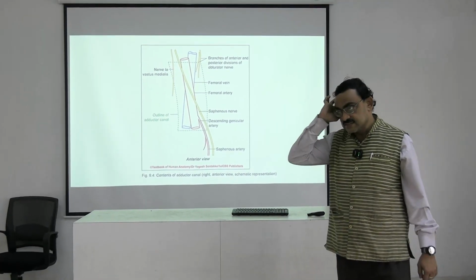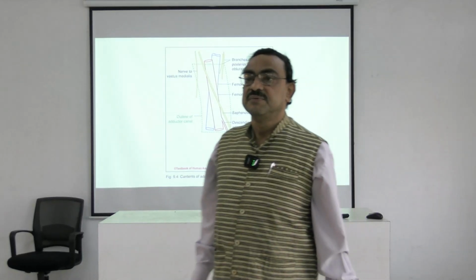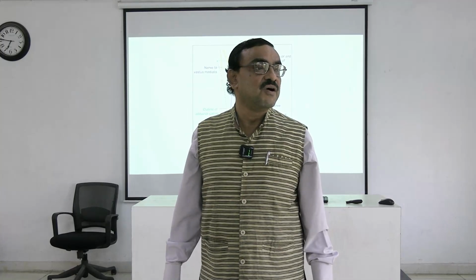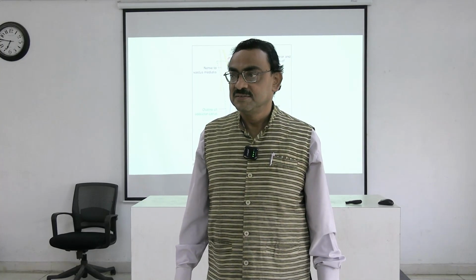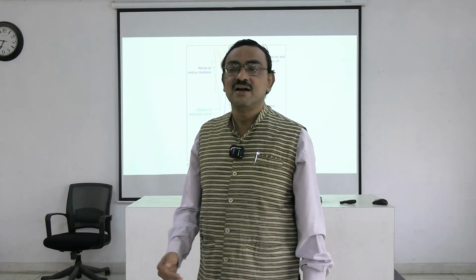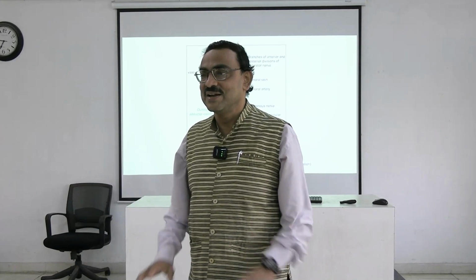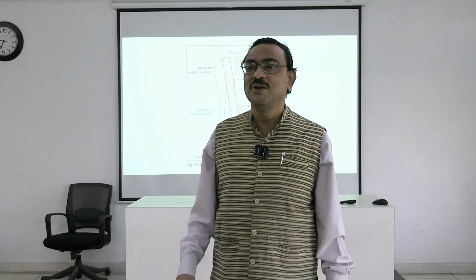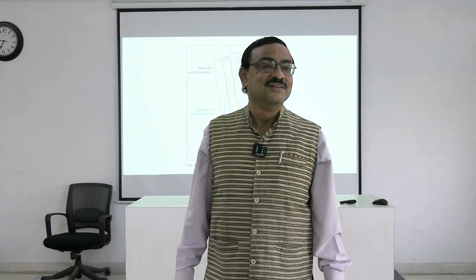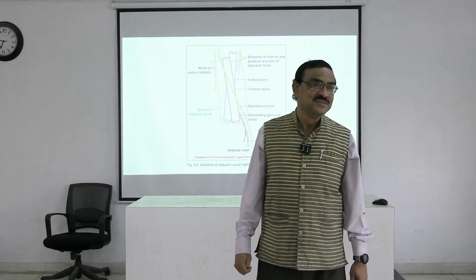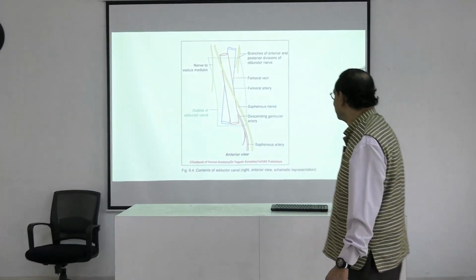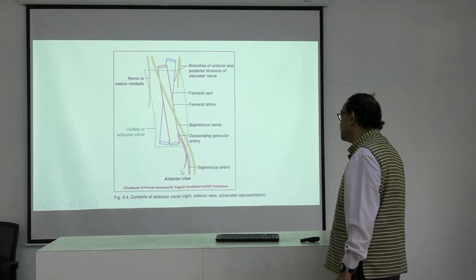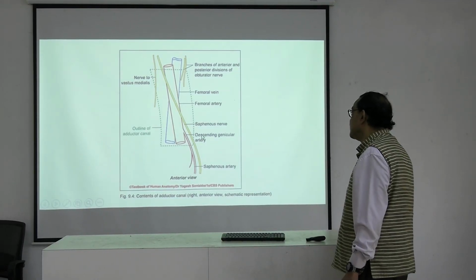This is also asked in the postgraduate entrance examination, okay: which one is the last branch from the femoral artery? Genicular artery, saphenous artery, several arteries we can tell, superior genicular, inferior genicular, medial genicular, lateral genicular, but only the genicular branch, the descending genicular branch. Okay, so this descending genicular branch along with the saphenous nerve, they are coming down.